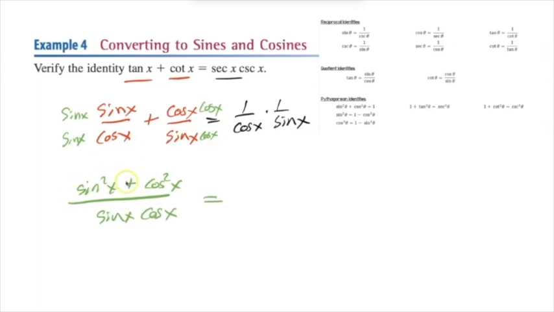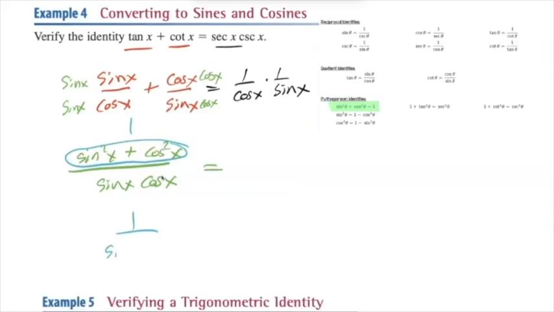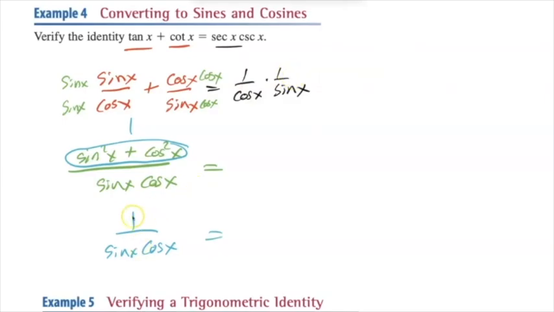For this left side here, sine squared plus cosine squared is 1. So we have 1 over sine x, cosine x. And that does equal 1 over cosine x sine x. Again, if I make it a little pretty, you can say, hey, this is secant, cosecant. That would actually be cosecant and secant. But there we go. They match.